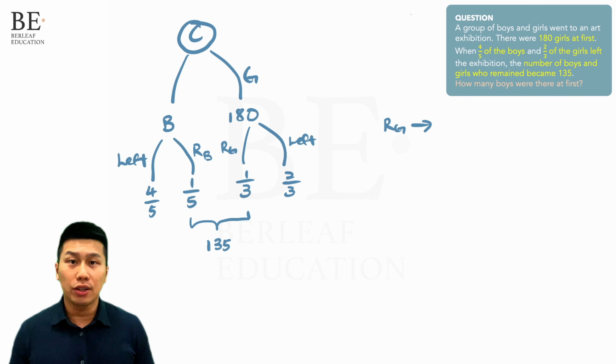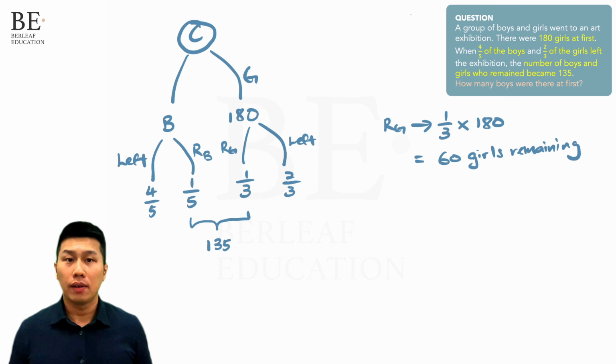R sub G is actually 1/3 because of this line over here. This would be a times and by 180. Okay, so 1/3 times 180 giving us 60. And we will have 60 girls and they are the remaining ones, right? Okay. Alright. Moving forward, these 60 girls, they are part of 135 over here because you sum up these two guys over here, right?